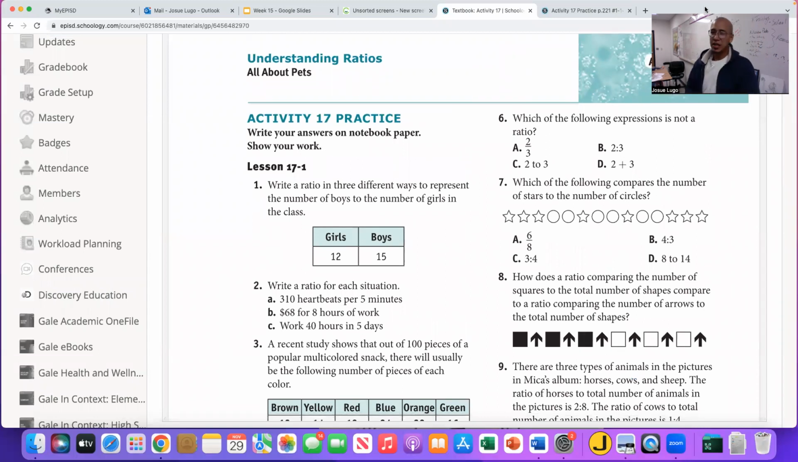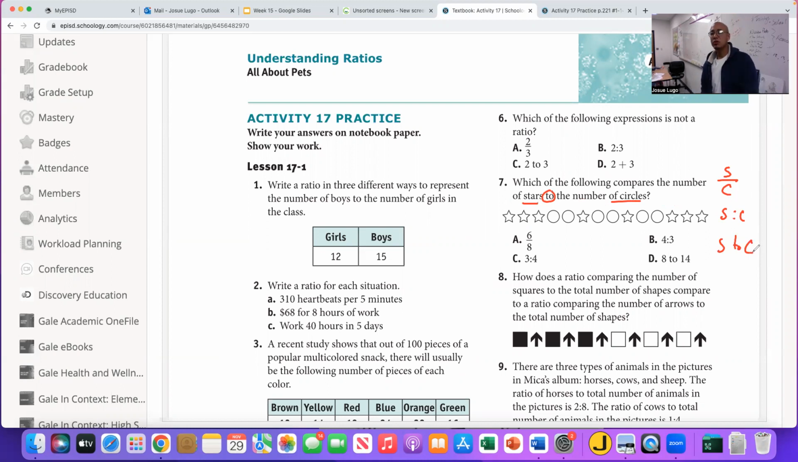Now, number 6, which of the following is not a ratio, so you can figure that on your own. Number 7, make sure you're reading carefully and counting the shapes carefully, because you're going to be comparing the stars to the number of circles, stars to circles. So I'll give you a hint. Make sure you have stars on top and circles on the bottom. Or you can have stars first, circles after that, or stars to circles.